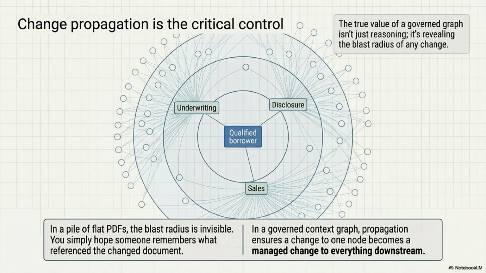In a pile of documents, that blast radius is invisible. You change the definition, and you simply hope someone remembers the 3 things that referenced it. In a governed graph, the blast radius is visible, and that's the whole point. Propagation is how a change to one node becomes a managed change to everything that depends on it. So the real question every institution has to answer is, when meaning changes, what happens to everything downstream?